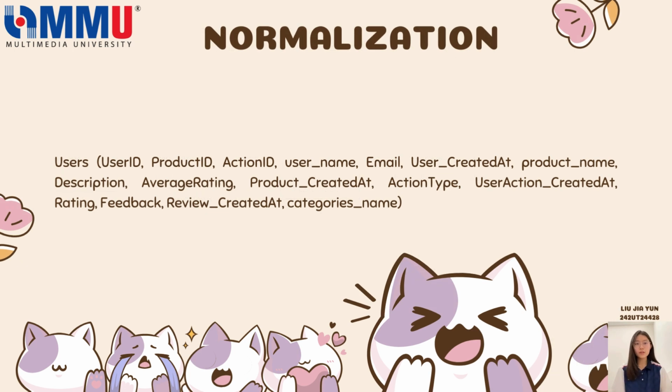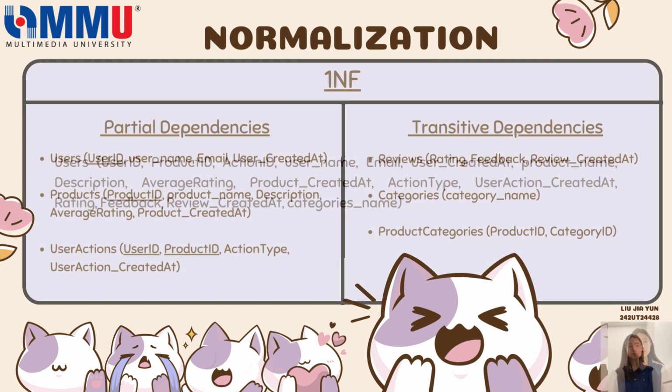Thank you, Yong Ting. So now I will talk about the normalization. There are 3 normalization processes. We start from one entity that's shown here. They have 3 primary keys, which are user ID, product ID, and action ID. In the initial users table, all data is stored in the one entity, which causes data redundancy and dependency issues.